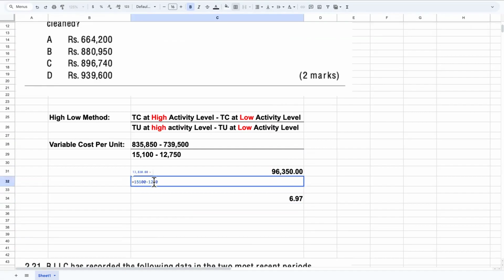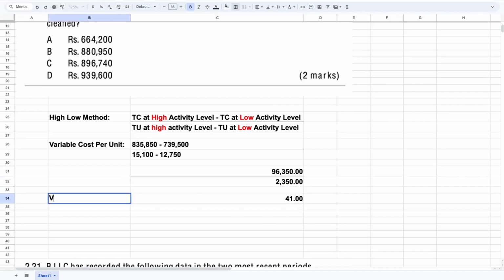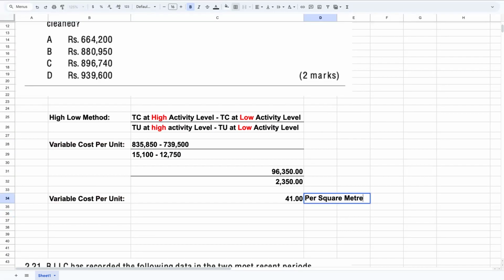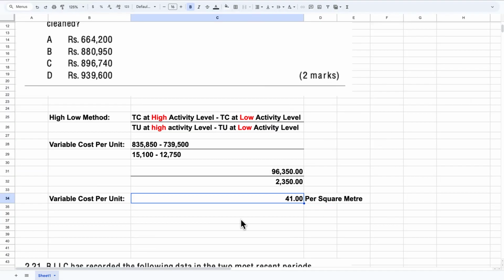No, this is wrong. 15,100 take away 12,750 is 2,350. So the variable cost per unit, it's not per unit actually, per square meter, is going to be 41 rupees. Did you understand? Did you understand the high-low method? How we can use this high-low method formula to calculate the variable cost per unit?